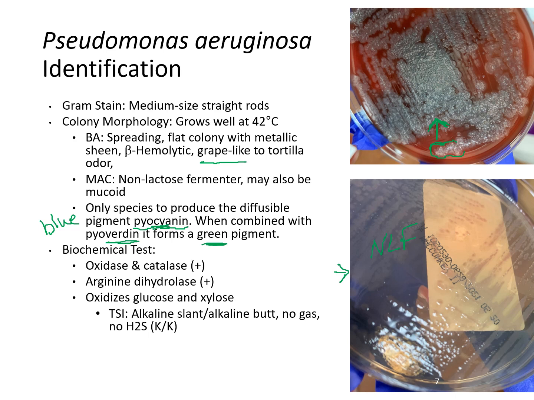And sometimes you can see it a little bit on the blood agar if it does have a little bit of that pigment to it. For your biochemical tests, they are oxidase and catalase positive. It will dehydrolyze the arginine, and it will oxidize glucose and xylose. If this was on a TSI agar, no gas, no H2S, and you would have an alkaline slant and an alkaline butt. So this organism wouldn't have color change throughout that agar.